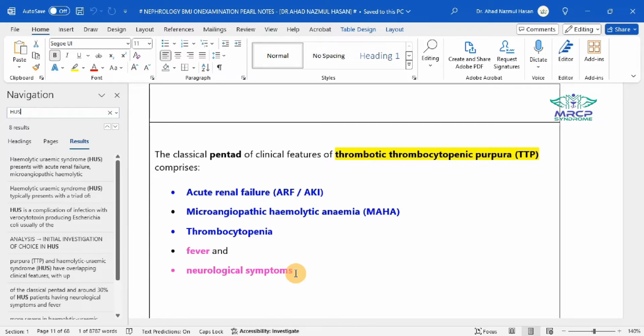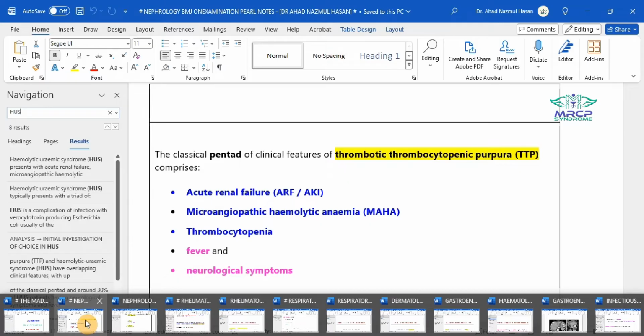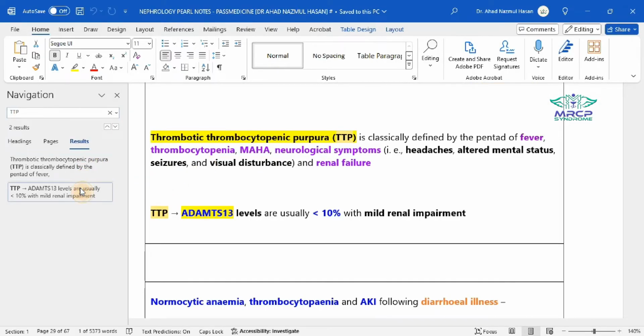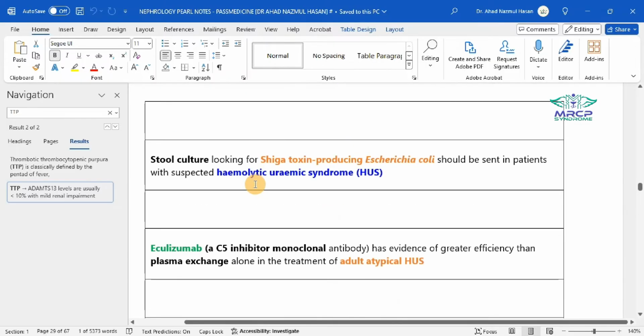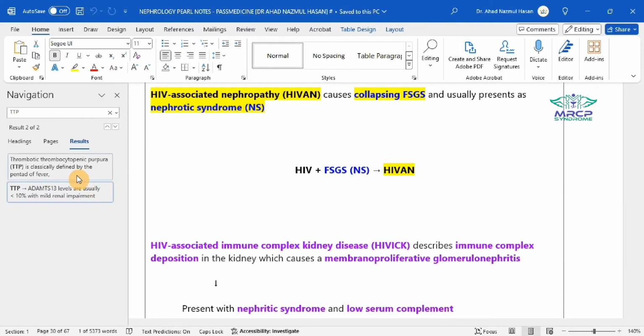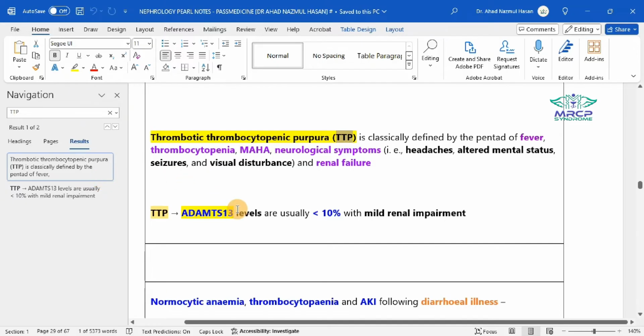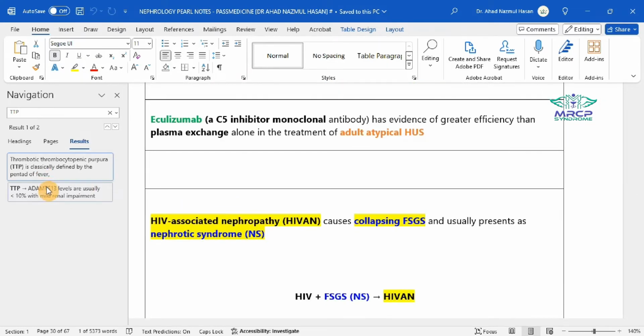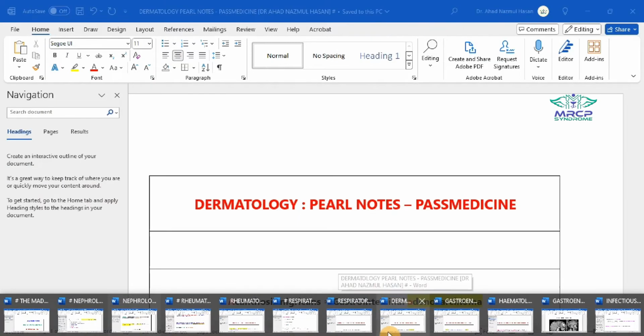So what should be the first line choice of treatment for TTP? First line choice for TTP. How to treat a case of TTP? Choice of treatment, anyone? TTP?